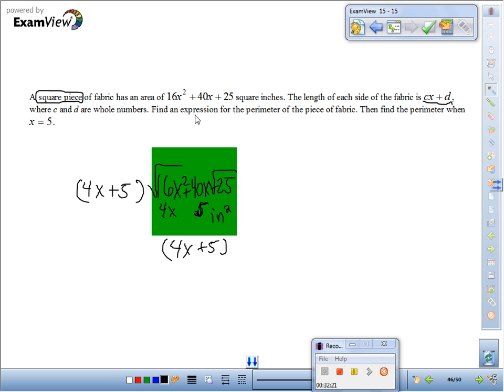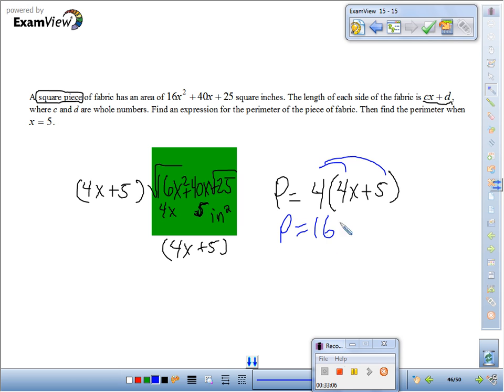Okay, let's do the second part. It says, find an expression for the perimeter of the fabric. So to find the perimeter, what do I need to do to any figure? Add all sides. How many sides does this one have? 4. So don't we just multiply this 4 times? Okay, so it's 4 times what? 4x plus 5. So let's write our expression for the perimeter. So all we have to do is what? Distribute. So we're left with, let's see, the perimeter is 16x plus 20. So far so good?